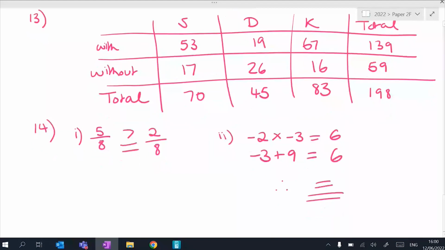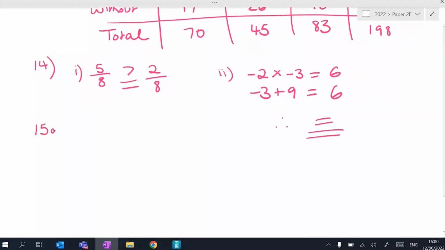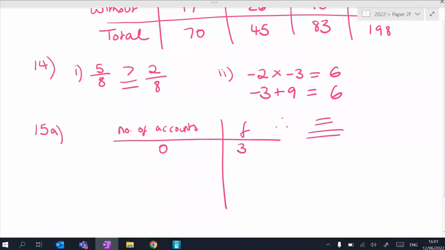Question 15. Okay, so we've got the number of accounts and the frequency for 300 students. Okay, so the total number of accounts. Think what this means. So we've got number of accounts and frequency. So this means there are 3 people with 0 accounts.